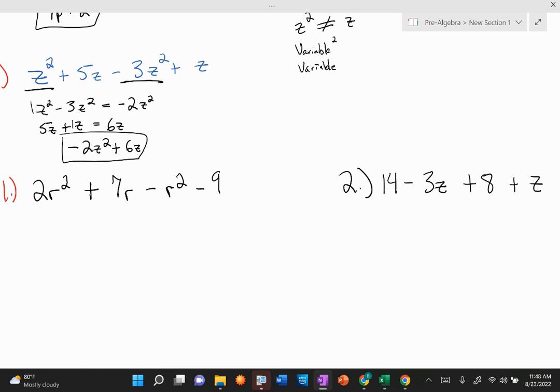R is the variable. No, you're good. So R is the variable, 1 is the coefficient. So you really just have 2 minus 1, which equals... Use them. You see them right here?